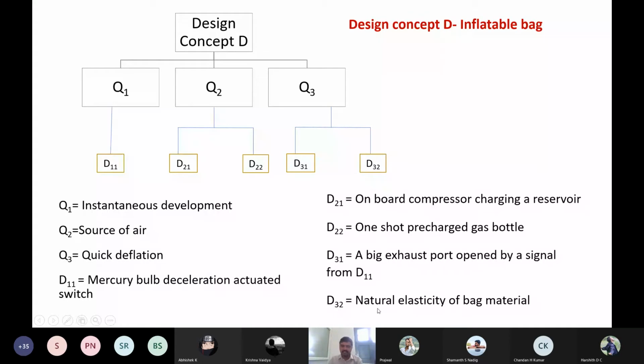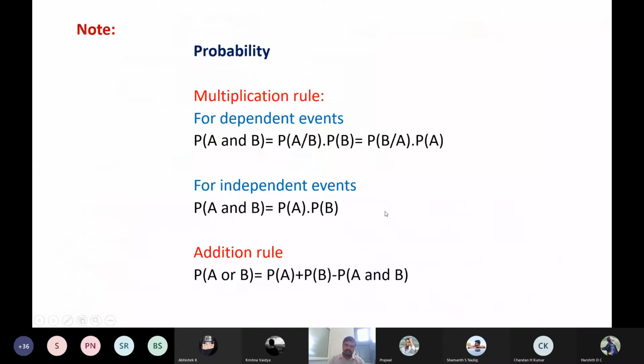Next, D32, natural elasticity of bag material. It doesn't depend on any other solution. It is an independent solution. That's why D32, natural elasticity of bag material. This is given in the problem, and so you have to recall the probability rule. We are going to make use of the multiplication rule and addition rule. In the multiplication rule, there are two conditions, for dependent events and for independent events.